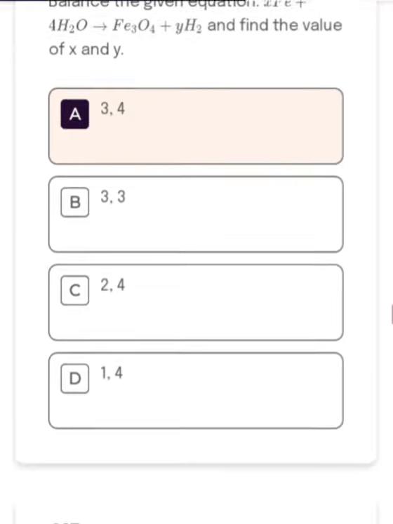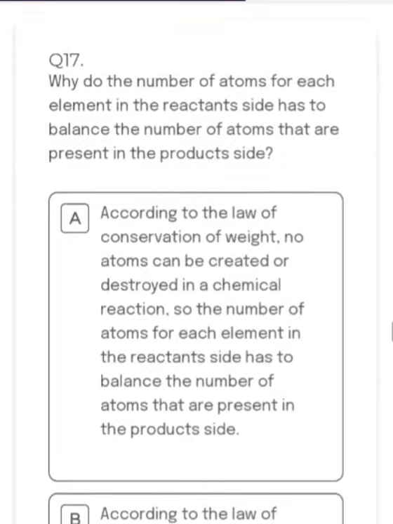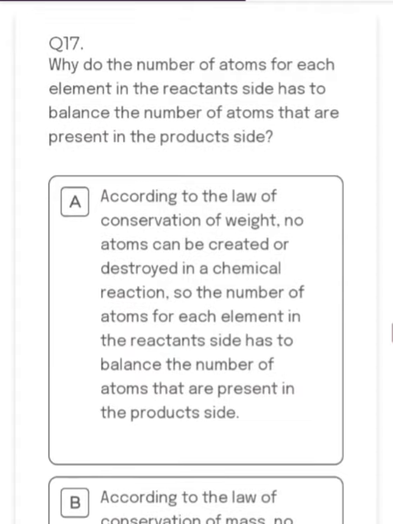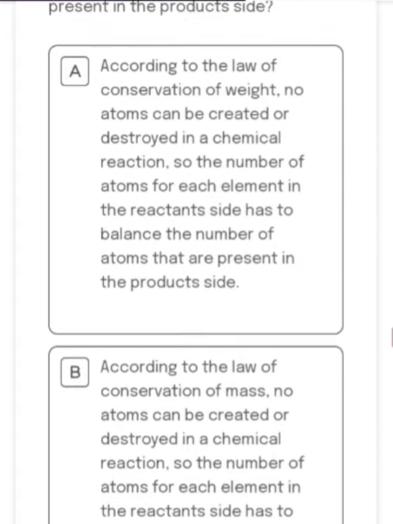Next question. Why does the number of atoms for each element on the reactant side have to balance the number of atoms present on the product side?